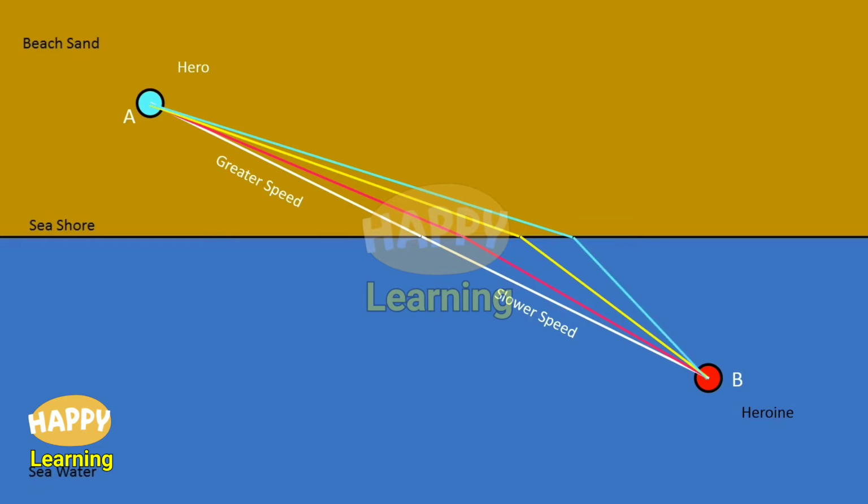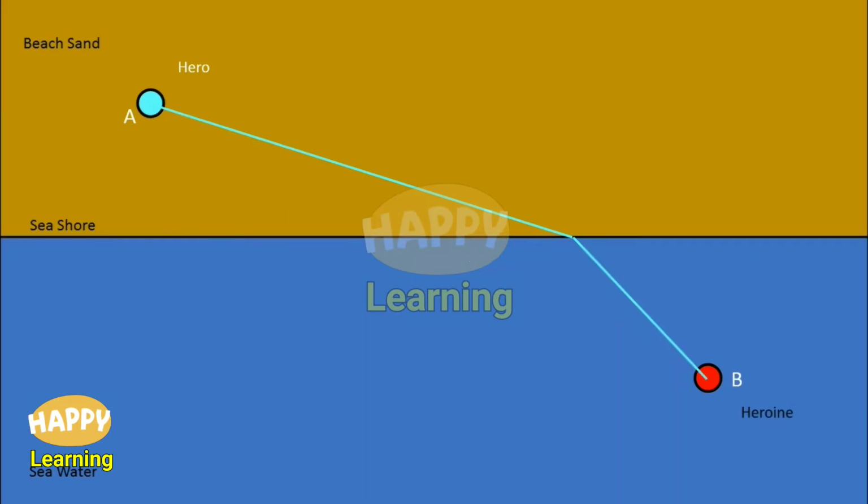Among all these options, let us select an option which has least time. Least time in the sense, here we are not interested in least distance. To save the heroine, he has to reach as quickly as possible. So he should select a path which will take least time. Instead of least distance, he wants least time to reach the heroine.